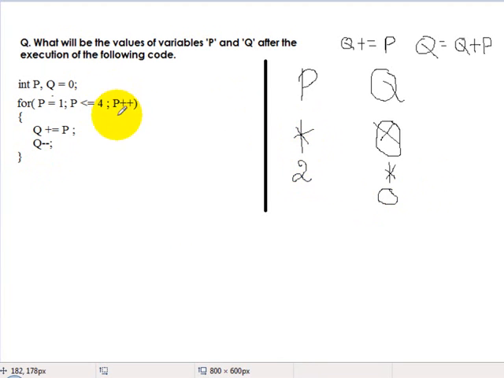So after modification, the updation part, again the control is transferred to the condition. p is less than or equal to 4. So the current value of p is 2. 2 is less than or equal to 4. It is true. Again this set of statements will get executed.